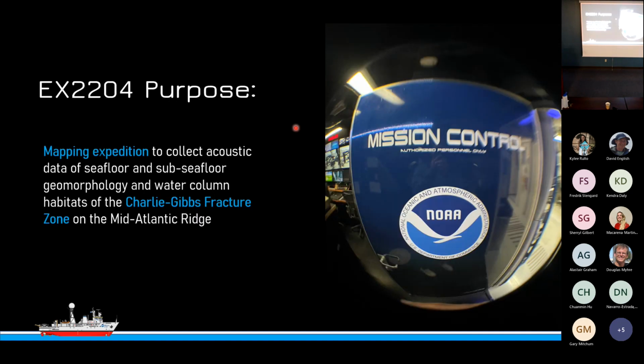And to play its part in answering these questions, my cruise, 2204, had the sole purpose of being a mapping or reconnaissance cruise. So the main data product that we gathered was multi-beam bathymetry, but we were also collecting acoustic data of the sub-bottom geomorphology, as well as the water column habitats of the Charlie Gibbs Fracture Zone.